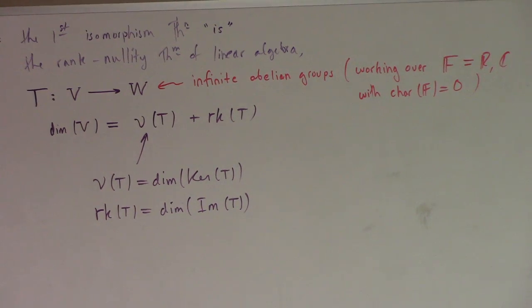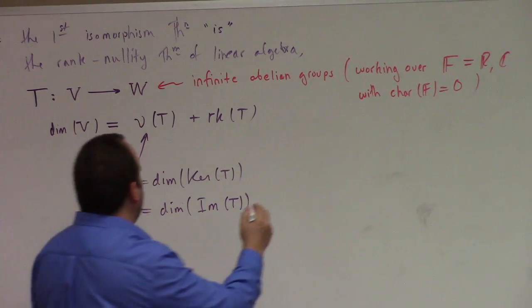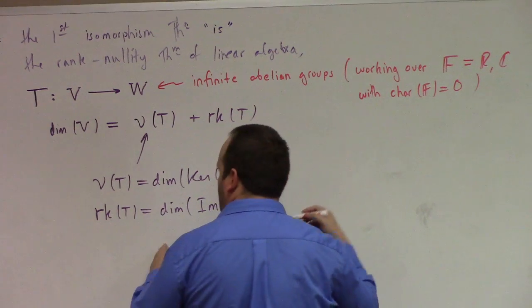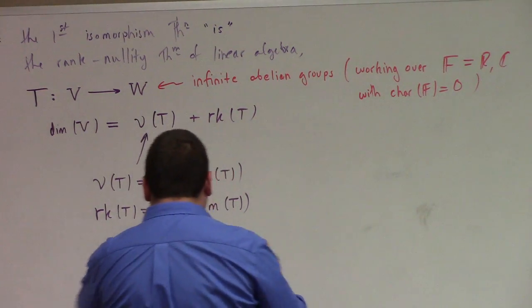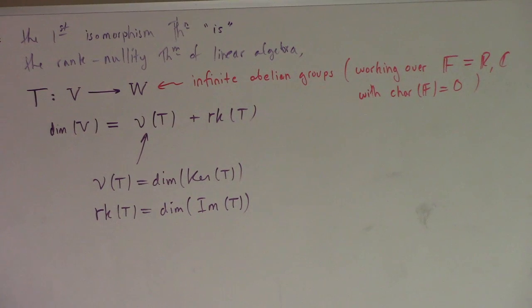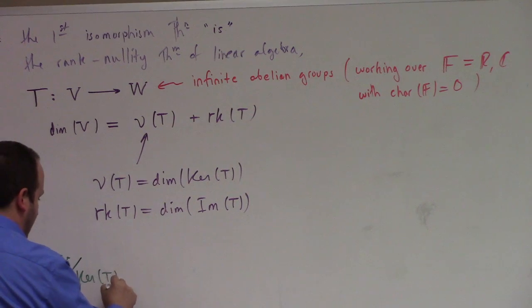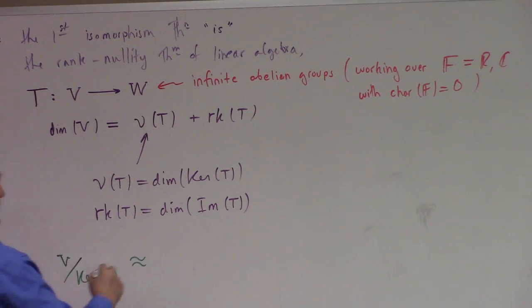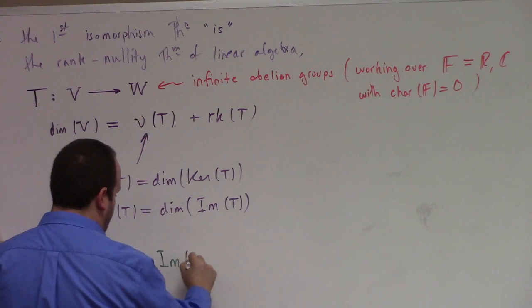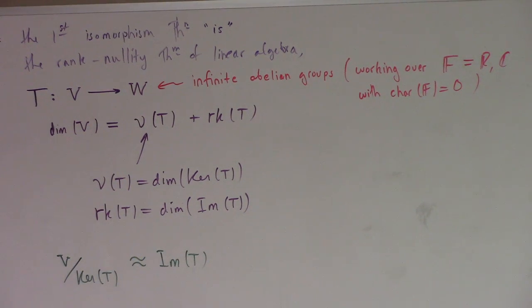So what does he mean when he says it's the same theorem? How about this: what does the first isomorphism theorem say about this linear transformation? It says that V mod the kernel of T is isomorphic to the image of T. Is the first isomorphism theorem only for finite groups? No. This is a general theorem that holds for infinite groups just as well as finite groups.